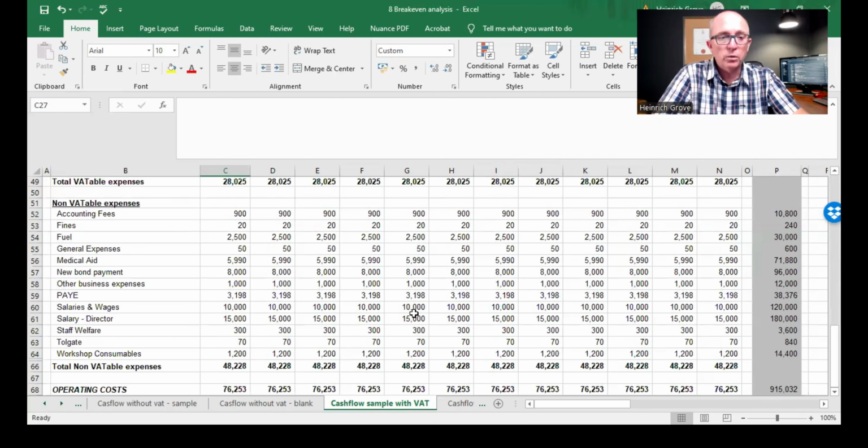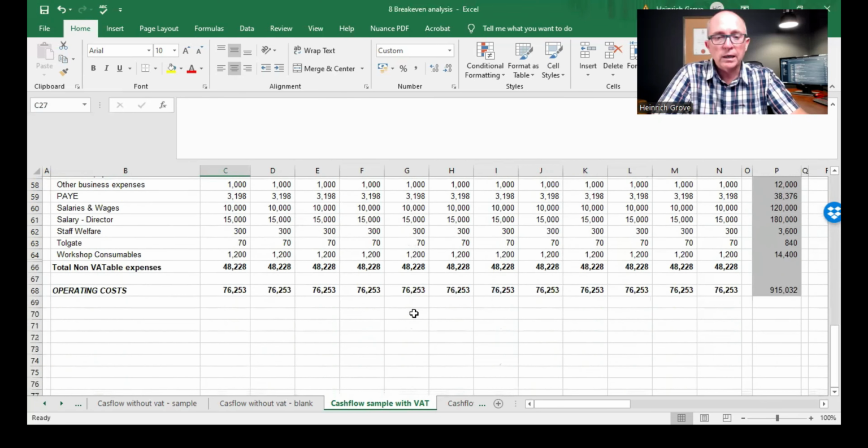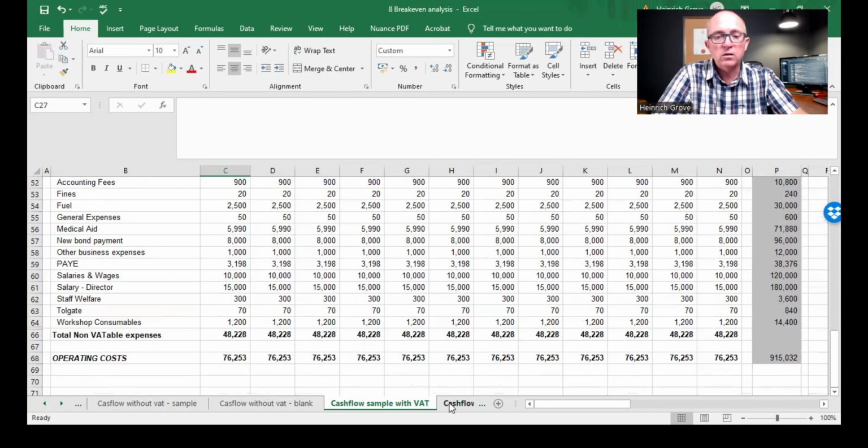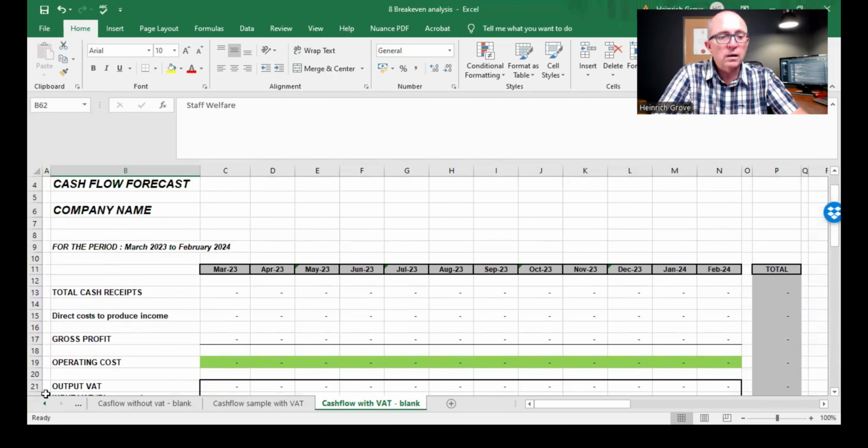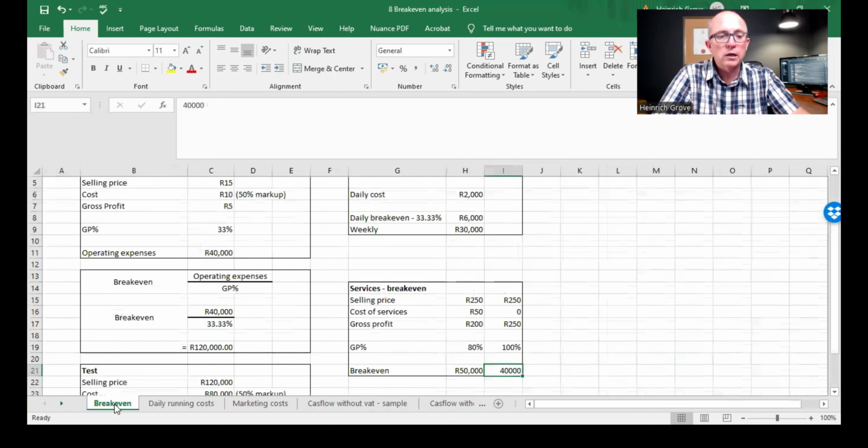So here's a whole sample where we accounted for VAT, and then here's just the same cash flow, but a blank one that you guys can take to complete. But I think what's important here is this first tab, to make sure that you understand your business model. How are you going to make money? What will you be selling the product for? What is your cost price? What is your GP? What is the expected monthly cost? And then do that calculation to see whether it's worth it or not.